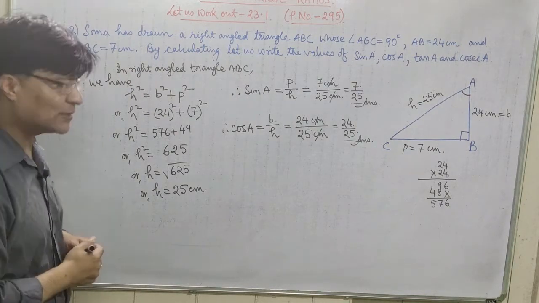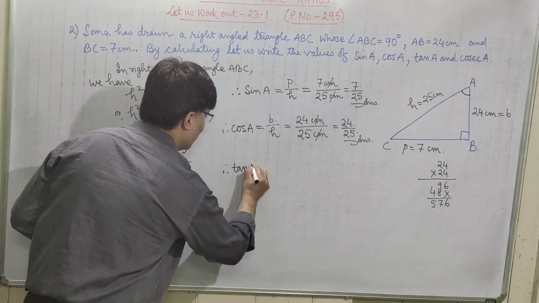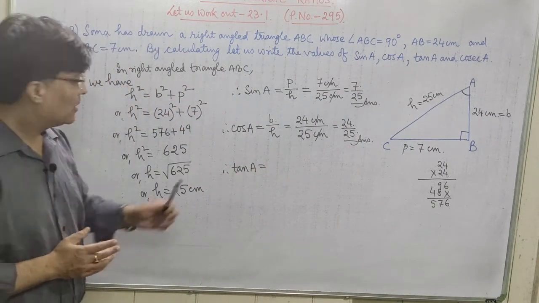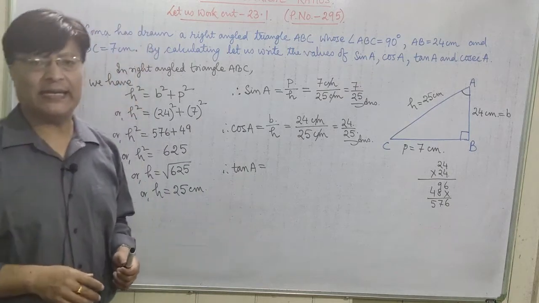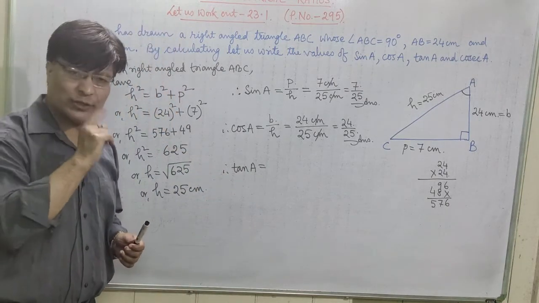Understood? Next, tan A. What is the formula for tan A? The full form of tan A is tangent A. Tan A is equal to perpendicular by base. You should know that statement.